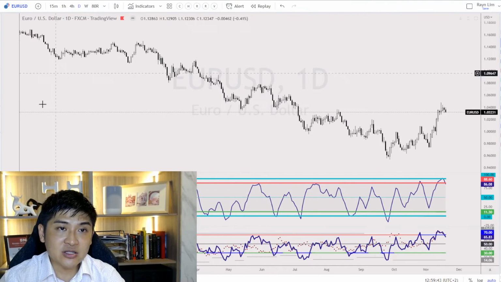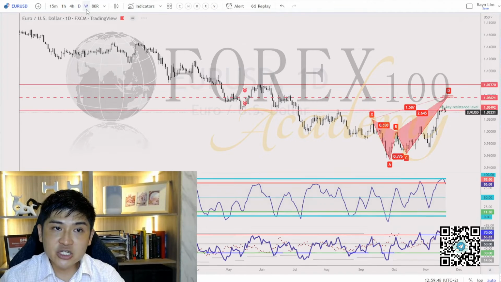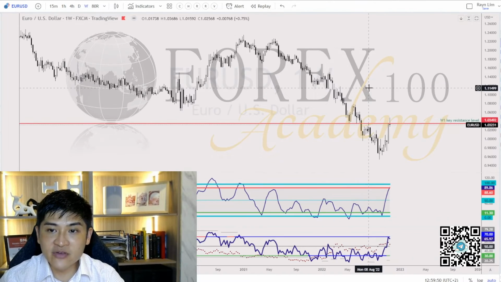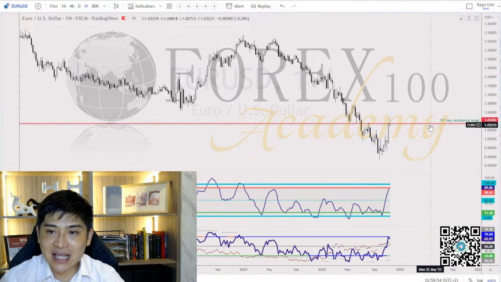Alright, so let's head back to the daily chart. Let me share with you my analysis over here. Based off the daily chart, if not, we move up to the weekly chart, giving you a clearer perspective. Right now, we are at the key resistance level of the entire setup.